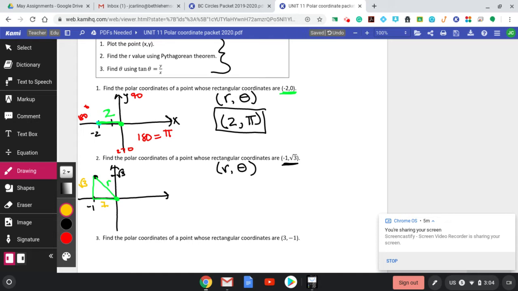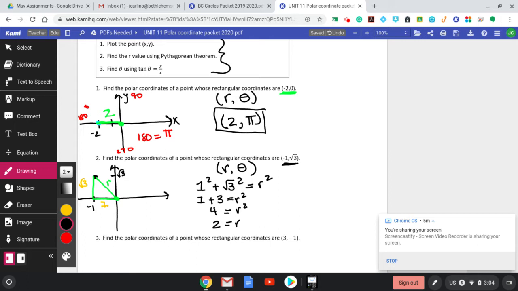So if I did Pythagorean theorem right now to find this r value, it's 1 squared plus radical 3 squared equals r squared. A squared plus b squared equals c squared. So here we go. I got 1 plus 3 equals r squared. R squared equals 4. So your r value in this case, 2 units. 2. All right. Theta now is going to be a little bit harder to determine.